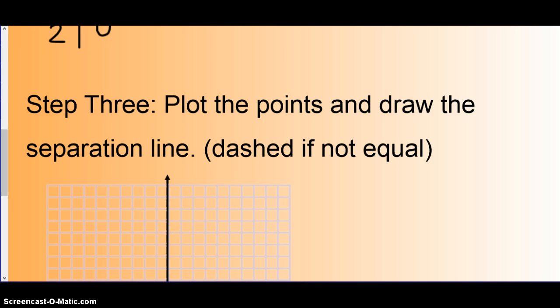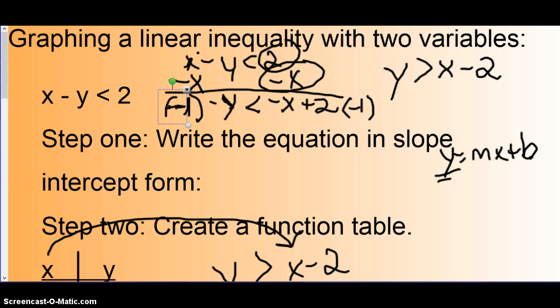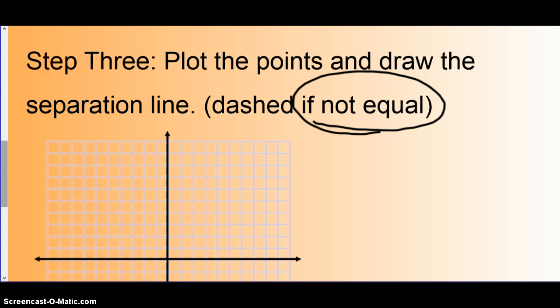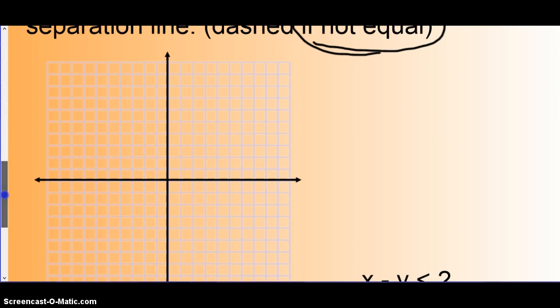Dashed if not equal. What are we talking about? We are talking about that inequality sign. Is there an equal sign? Well, there's not. It only says it's greater than. It doesn't say that it's equal to. So the very first coordinate point was -2, -4. So we've got to the left 2, down 4, should be right in this area. And then we had -1, -3. And then we had 0, -2. And 1, -1. And 2, 0.